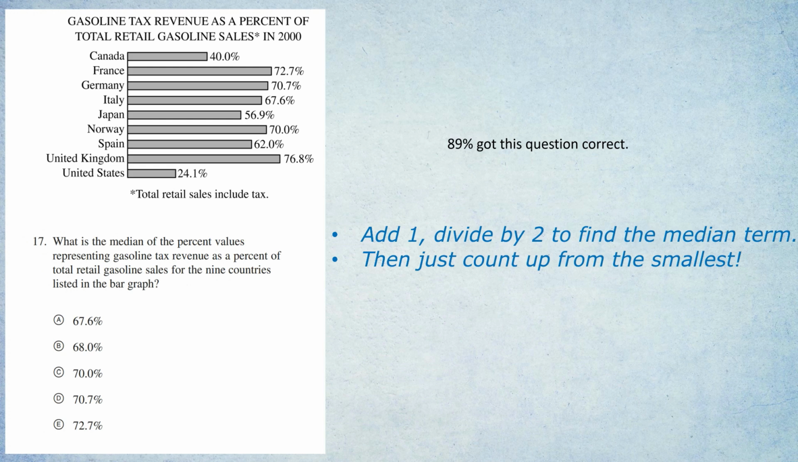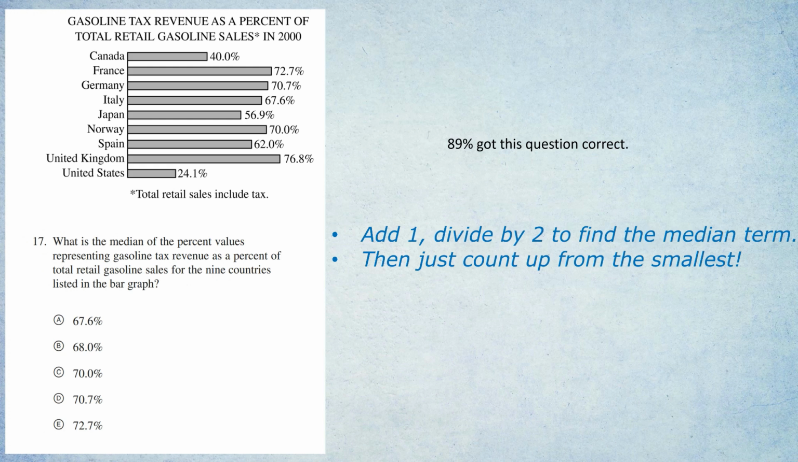If you're not sure, I've done another video on medians, but I've written the method here. We would add 1 and divide by 2. 9 plus 1 is 10, divided by 2 is 5. So the 5th country up is the median country. We don't need to list them all out, that would take a lot of time. We just count up from the bottom. Now you can count down from the top, but you'll get the same result.